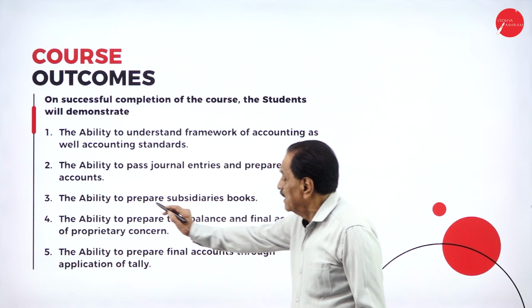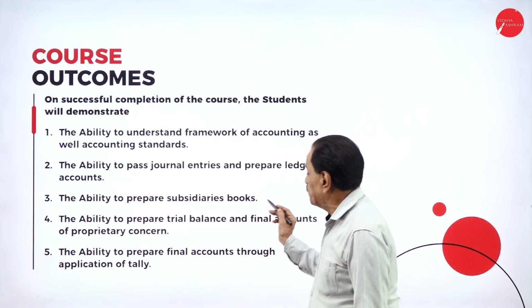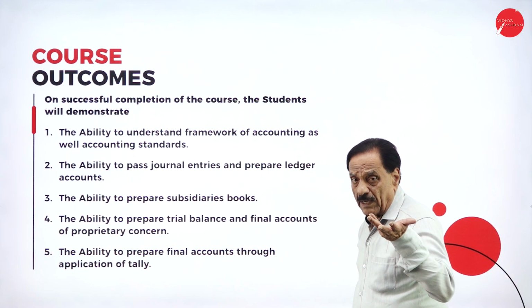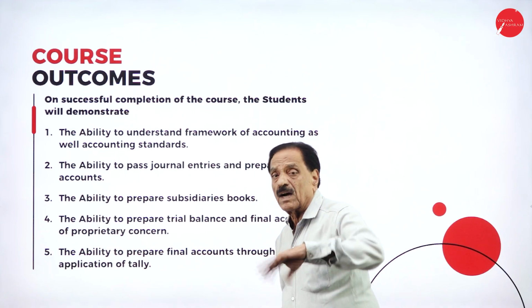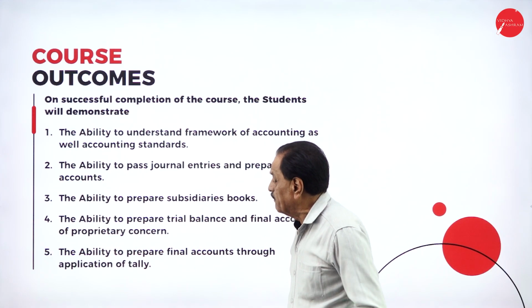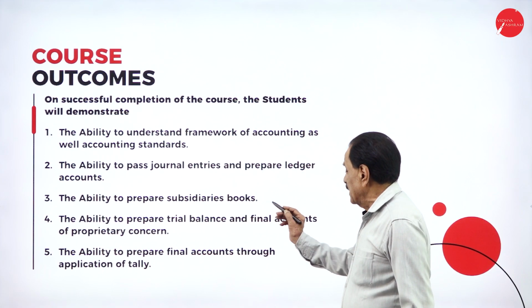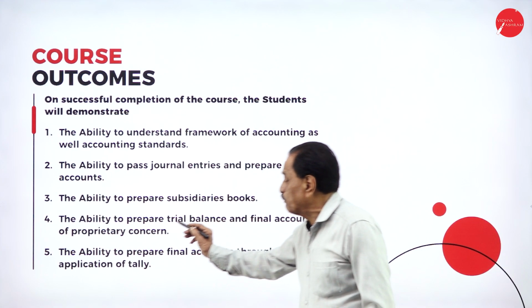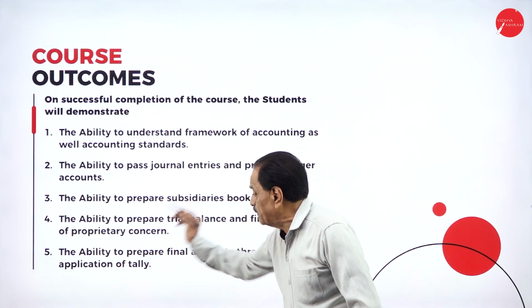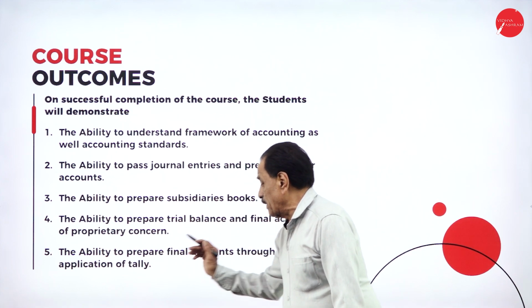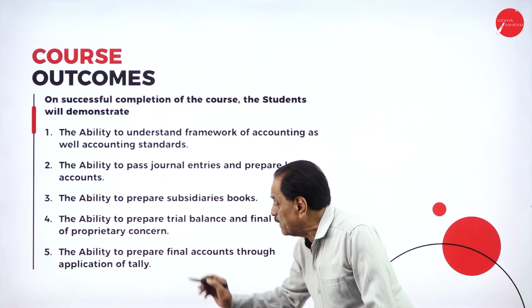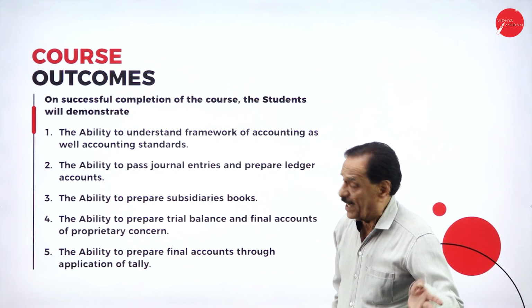Number 3, the ability to prepare subsidiary books. We are going to handle the subsidiary books. Number 4, the ability to prepare trial balance and final accounts of proprietary single-man business. Number 5, the ability to prepare final accounts through application of Tally software.